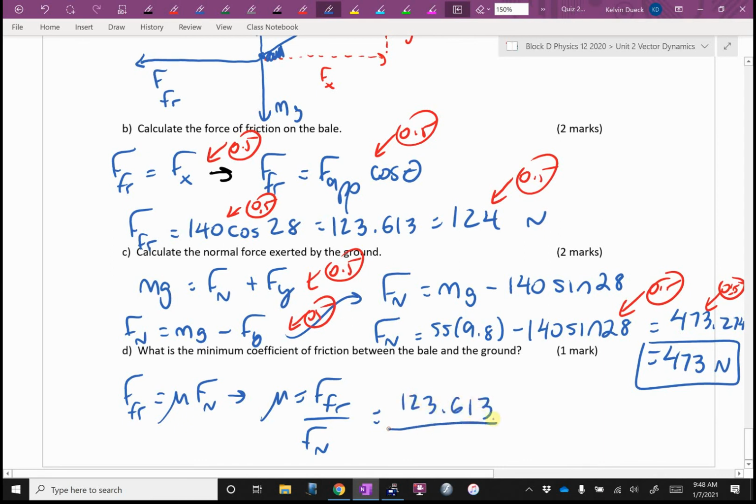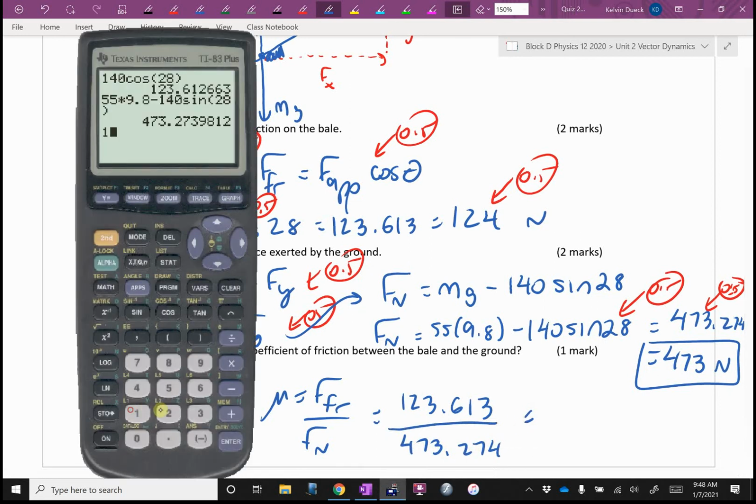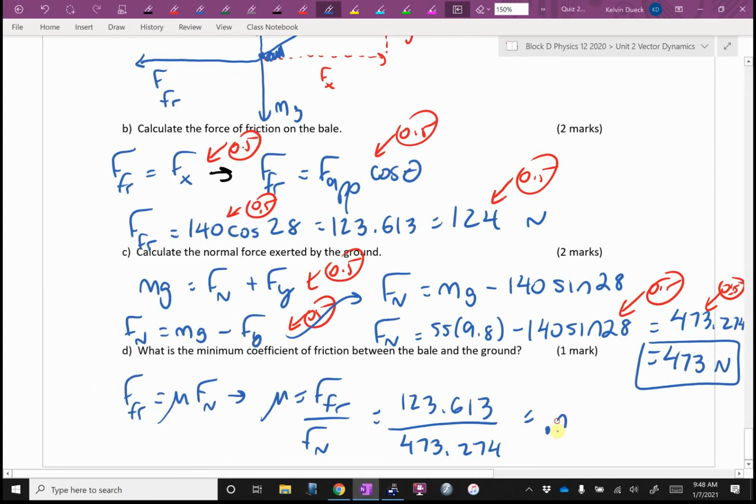123.613. If you used 124, that's okay. 473.274. 123.613 divided by 473.274 is 0.2611 if you went 123 divided by 473. Sorry, 124 divided by 473. 0.261, 0.262. And mu has no units.